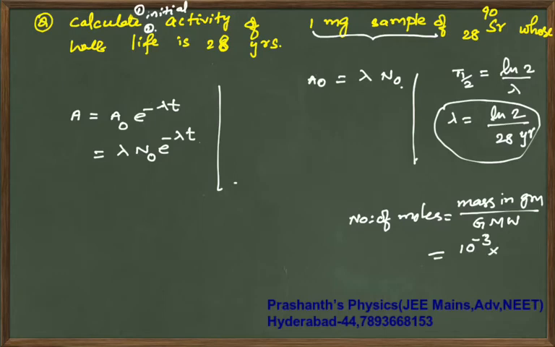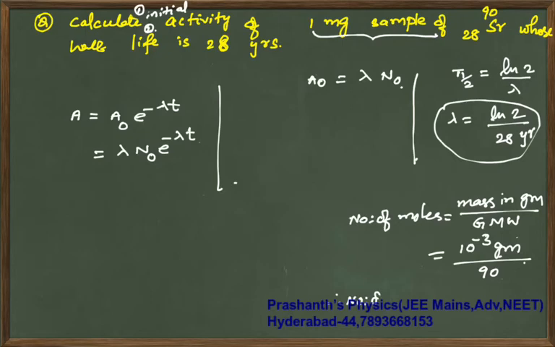Okay, but 1 gram is itself 10 power minus 3 kg, so indirectly it is that much. But your mass in grams alone is sufficient. So 10 power minus 3 grams by gram molecular weight. How much is it in this case? It is 90. So you got the number of moles.